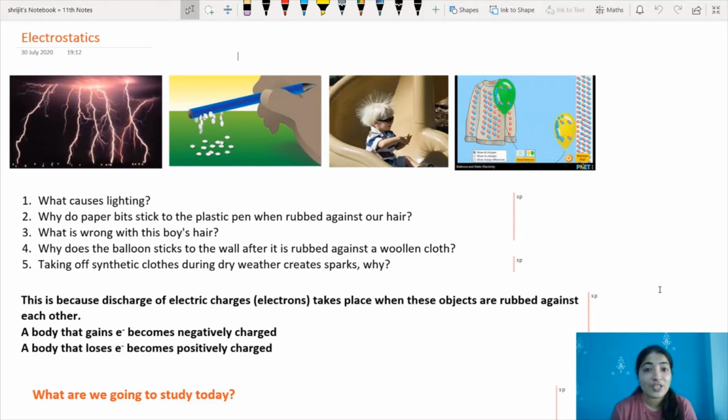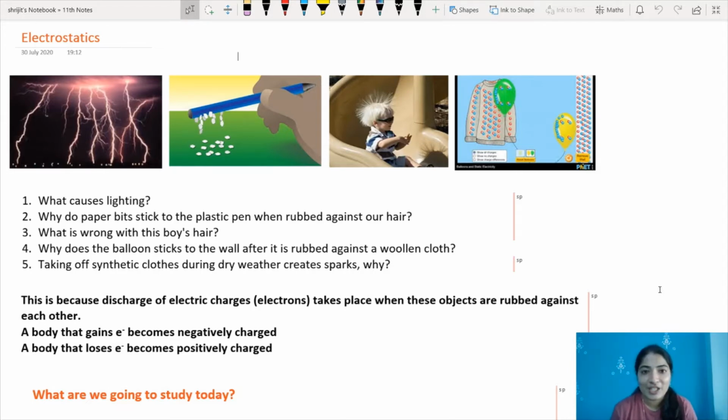The first image is of lightning. Now my question to you is, have you ever wondered how does a lightning occur? Let us take some time and think on that. Moving on to the next one, you see a pen is attracting paper bits. Now all of us have done this at some point in our life. When I was in school, I used to take a scale, rub that on my hair and try to pick those paper bits. And at that time it seemed like magic, but it is not magic. It is simply physics. So we'll come to that as well.